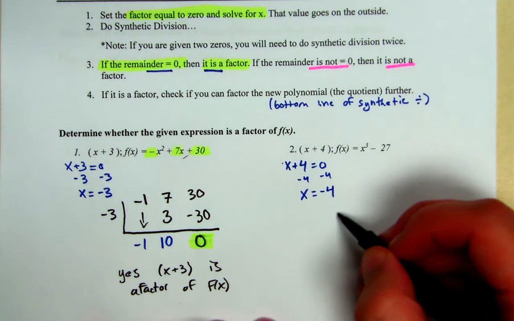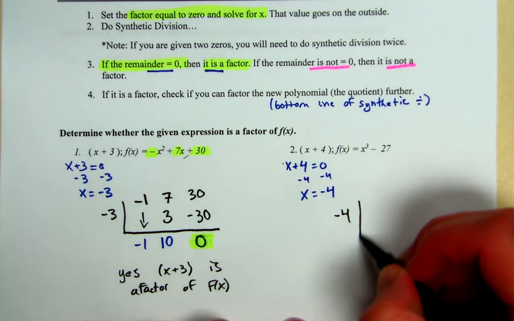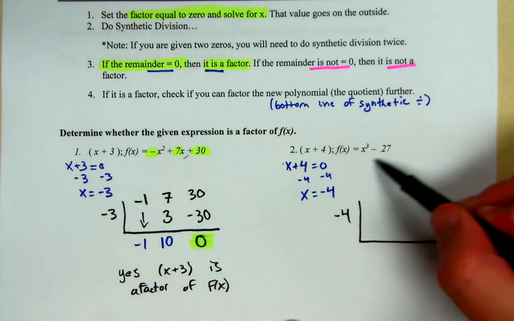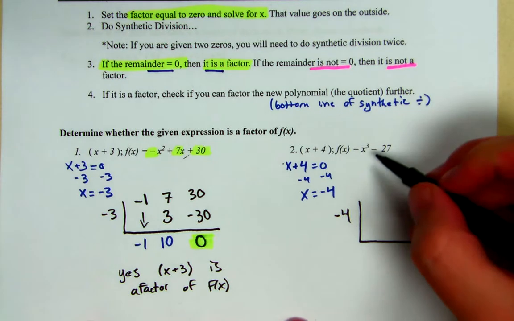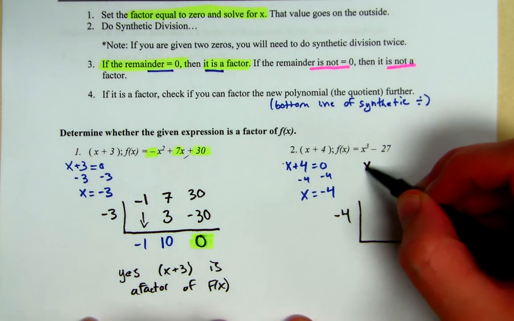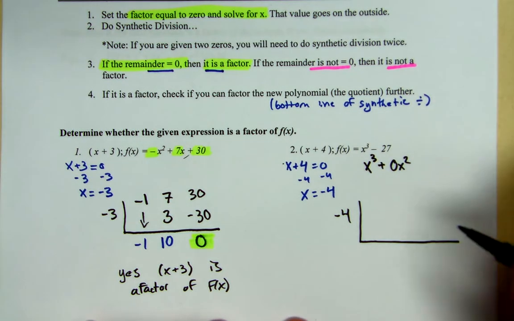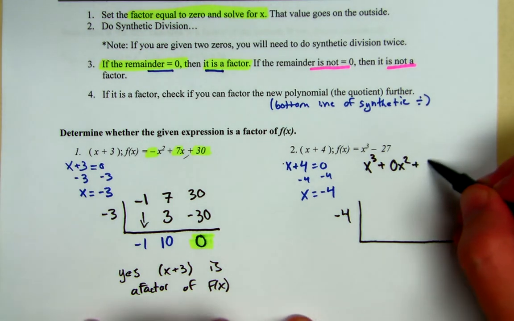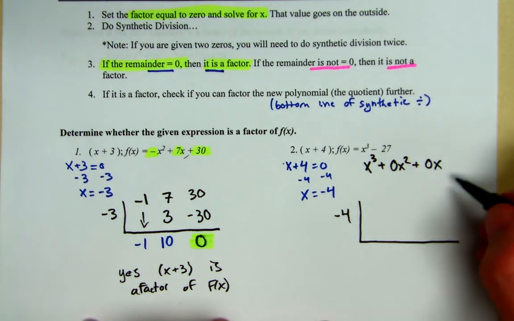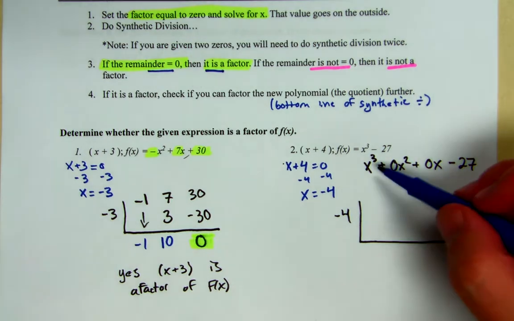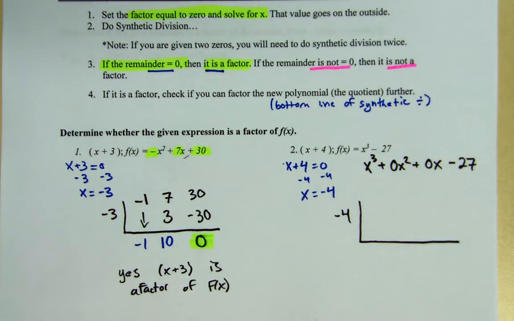Now bring that down into my synthetic division. Negative 4. Now here's where you have to be careful. Again, going back here, we're missing some terms. So I always start by rewriting this as x cubed plus 0x squared. There is no x squared. Plus 0x. There is no x. Minus 27. So we decrease the degree by 1 each time.